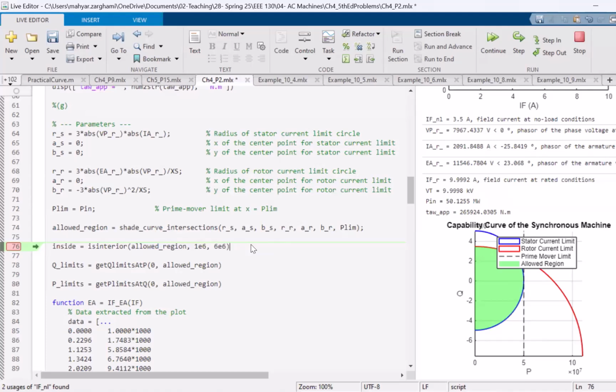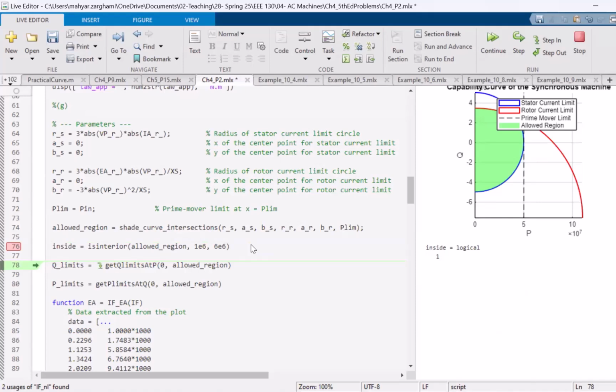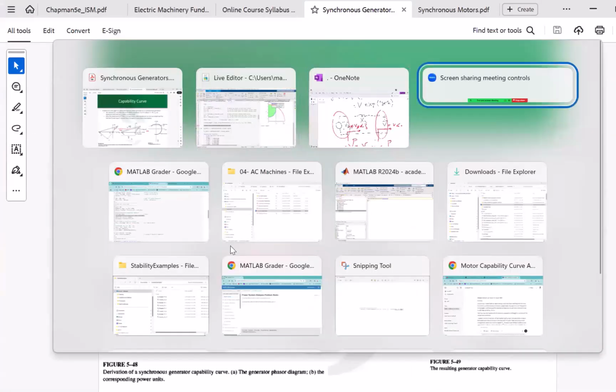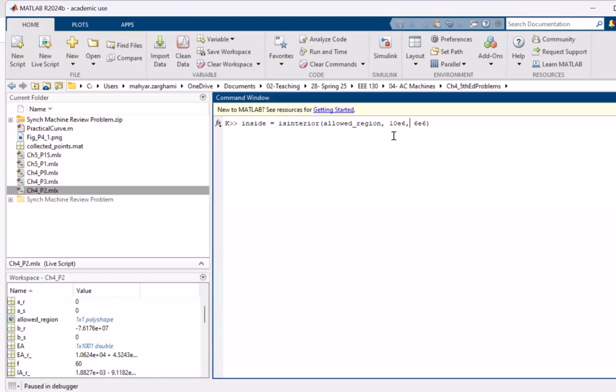1 megawatt, for example, here, and 6 megavars would be something around here. Okay, is that allowed or not? Is it inside or not? So let's pass it. It says it's inside. So let's ask another point. If you make it 10 times more, 10 megawatt and 60 megavars, I'm expecting this much. The answer would be 0. No, it's not within that area.